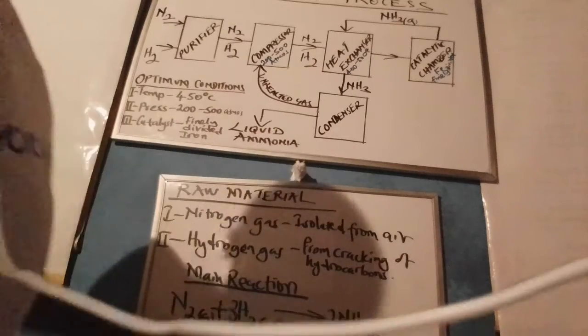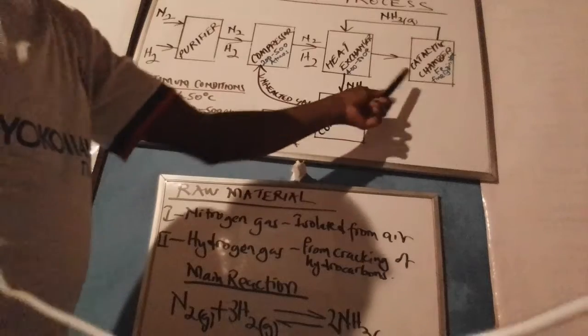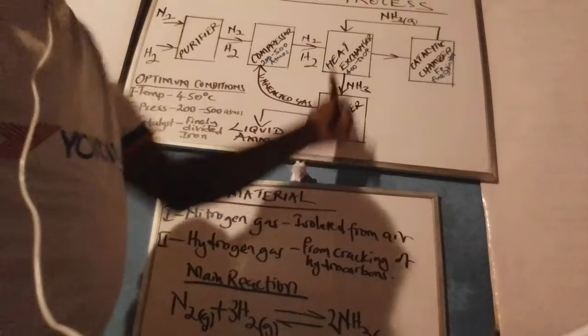Now, while the gas is being condensed, the unreacted gases are transferred back to the compressor, and when they go to the compressor, the cycle is repeated from the compressor to the heat exchanger, intertwined with the catalytic chamber, and back to the condenser to precipitate the required gas.